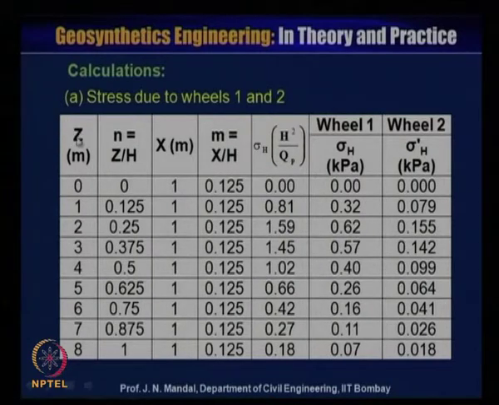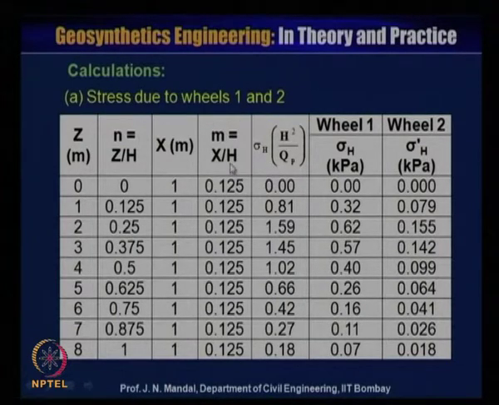I am showing you the chart here. This is z, and we are calculating the stress due to wheel 1 and 2. This is the 8 meter height wall, so 1, 2, 3, 4, 5, 6, 7, 8. Here n is z by h. At any depth z, when it is 2 meter and h is 8 meter, you can calculate n as 0.25. Like this you can calculate the n value at different depths. And x is 1 meter, and m is equal to x by h. X is known, height is known, 8 meter, so m is 0.125, constant at all depths.